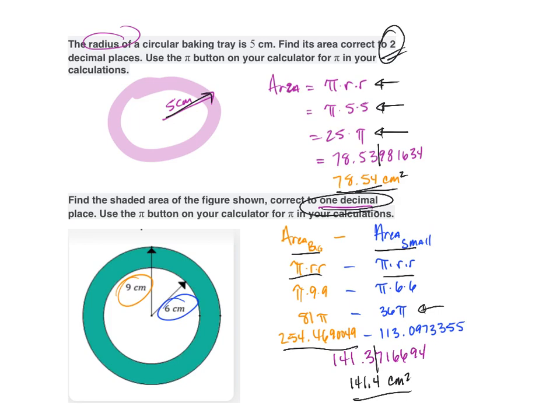Okay. Again, with this problem, if I would have just looked over here and said, what's 81 pi minus 36 pi? That would have given me 45 pi, which would have given me 141.37166694, which then would have rounded to 141.4 centimeters squared. Okay, hopefully you're getting this.